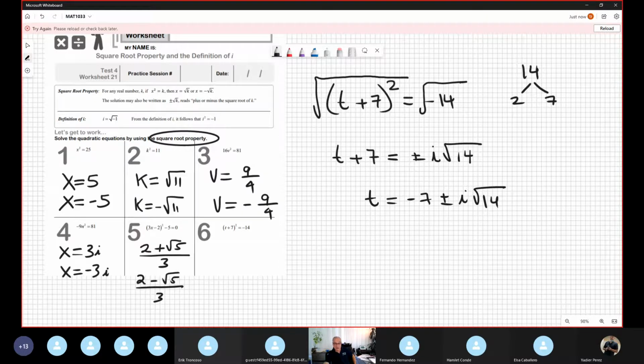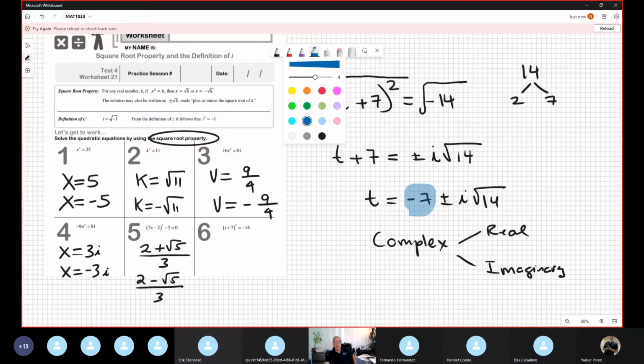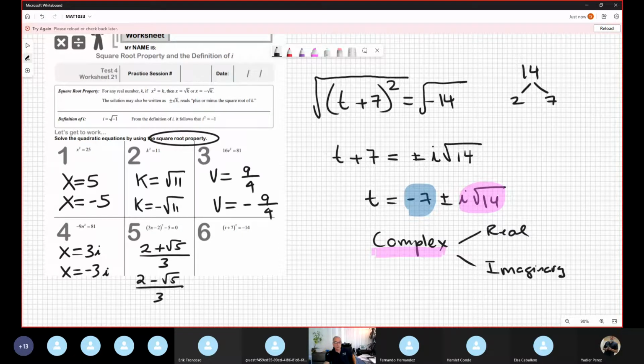Okay, complex. Remember, the word complex comes from the combination of real and imaginary. In this case, the complex number has a real part and an imaginary part. That is the reason it's complex. Okay, in this case, for example, in this case, real.